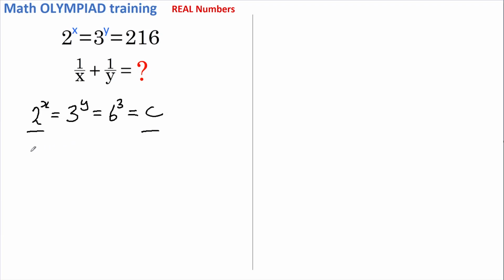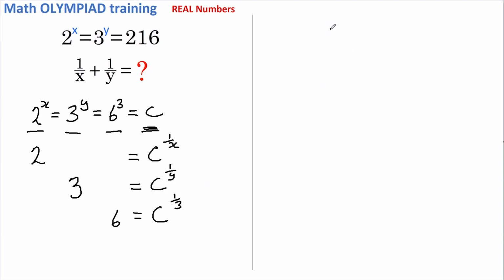Now if I take 2 to the x and raise it to the power of 1 over x, I just get 2. And if I do the same to c, I get c to the power of 1 over x. And if we now consider 3 to the y and c, and take a similar approach by raising to the power of 1 over y, we get 3 equals c to the 1 over y. And finally, looking at 6 cubed and c, and raising both to the power of a third, we get 6 equals c to the power of a third.